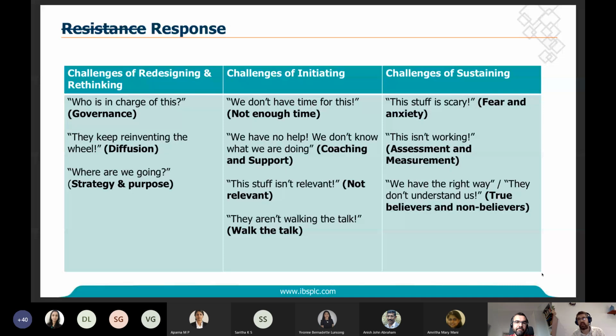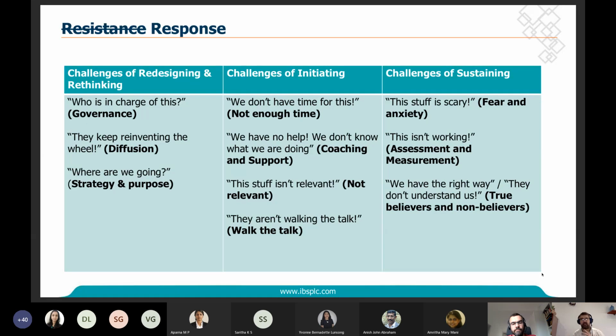And then you may have some challenges whenever you're trying to sustain the change. People can feel fear and anxiety, thinking, this stuff is scary. This is a new way of working. This is not what I'm used to in my past 5-10 years of my career. This is scary. And other people may think about how we assess and measure things. The way that we assess and measure may change, and they may think this isn't working. The way that I normally measured my performance or assessed things working is not the same anymore. So it's not working.